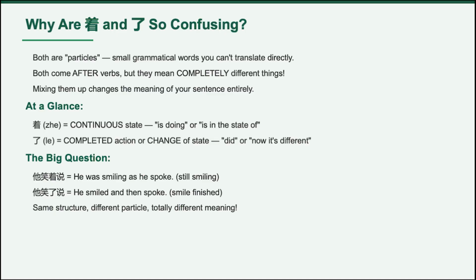First, here's the big idea. Zhe means something is still happening. The action continues, the state continues, while le means something is done or something changed. That's the core difference. Still happening versus already happened.